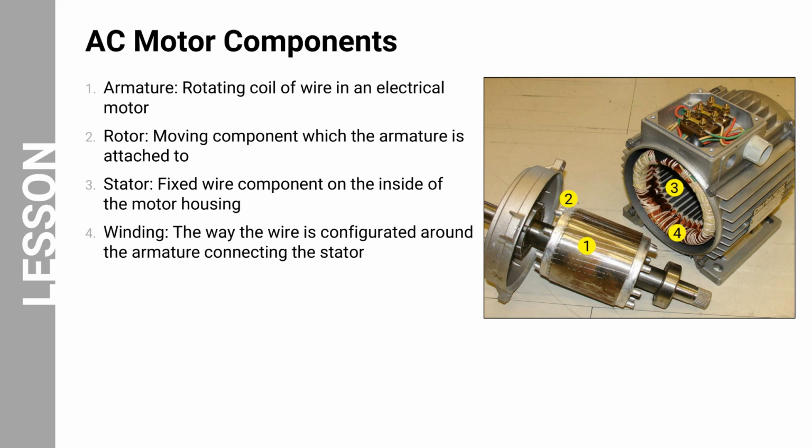Let's look at the key components of an AC motor. They are the armature, rotor, stator, and windings. Labeled here as number 1, the armature typically carries the current and interacts with the magnetic field. It is a part of the rotor. Number 2 is the rotor. It is the rotating part of the motor. It interacts with the stator's magnetic field. Number 3 is the stator. It is the stationary part that creates a magnetic field. It contains the windings responsible for generating the rotating magnetic field. Finally, we have the windings, labeled as number 4. The winding refers to the coils of wire. Windings are present in the stator.